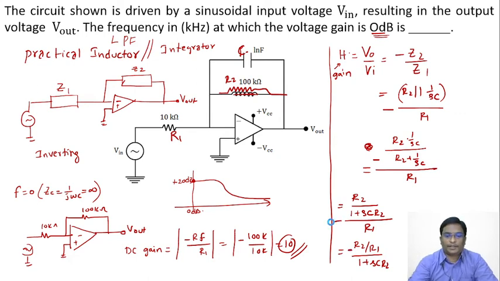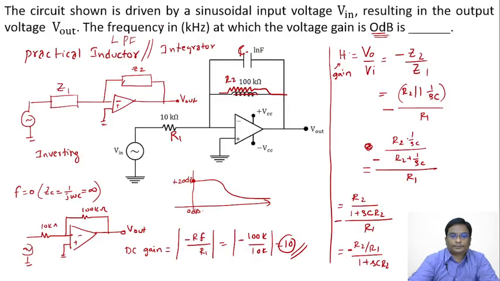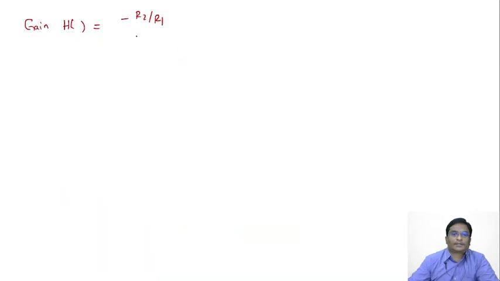I'm repeating that one. Therefore, this gain I'm representing by H of something. Okay, we got minus R2 by R1 divided by 1 plus S into C into S into C into R2. Okay, right? Simple, finished. H of S. Okay, right now we have written everything in S domain.